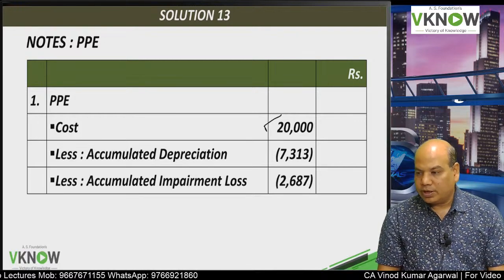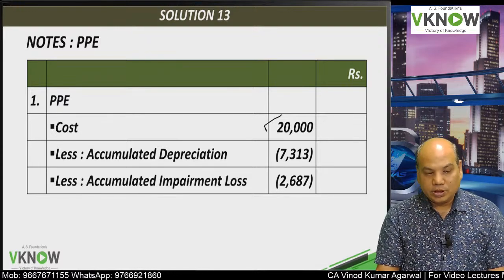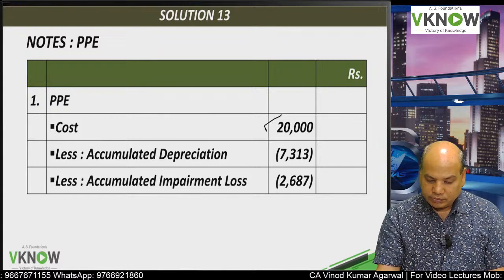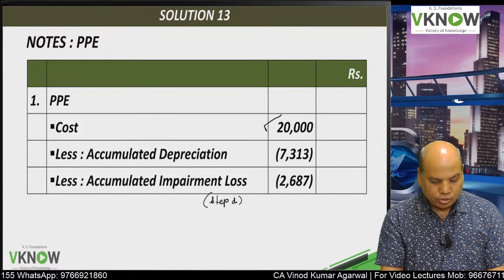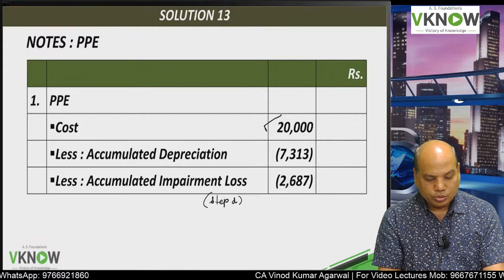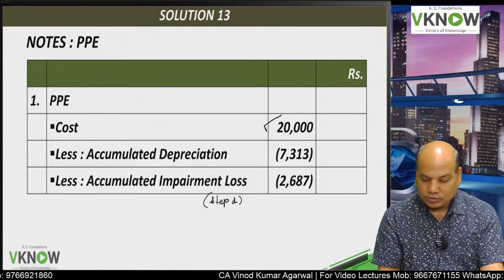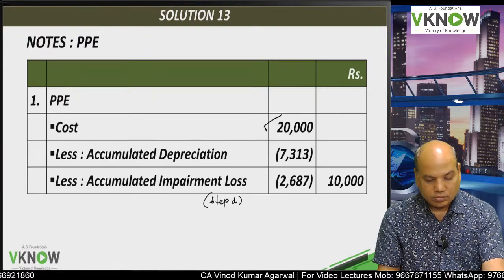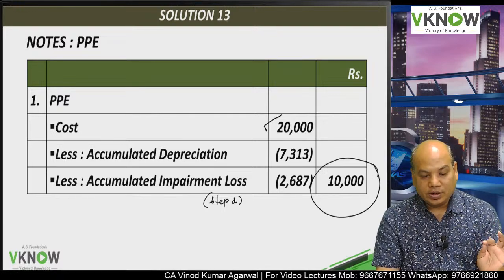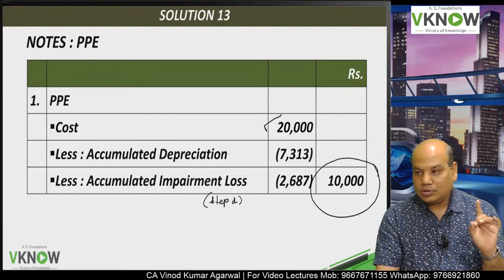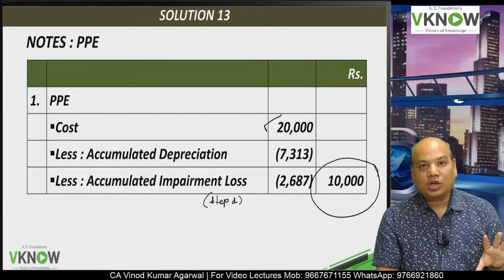Plus you have also provided for accumulated impairment loss, which we have done in step number D, 2687, and therefore 10,000. If you present like this, you will get full marks. Nobody can challenge your answer.